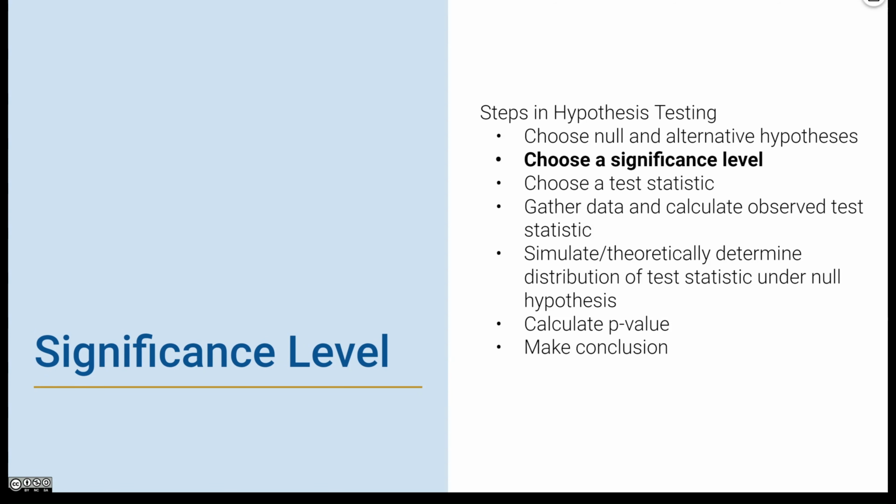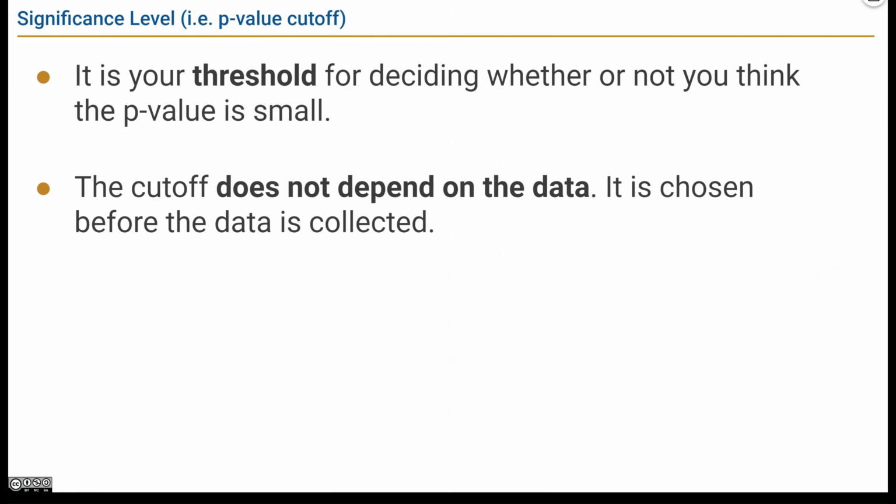Next, we're going to look at the step in hypothesis testing where you choose a significance level. This is really important to do before you calculate anything, before you calculate your p-value or gather your data. It's really important that you have decided what your own threshold for changing your mind is. That's really what this is. And the cutoff does not depend on the data. It needs to be chosen before the data is collected and definitely before you calculate your p-value.